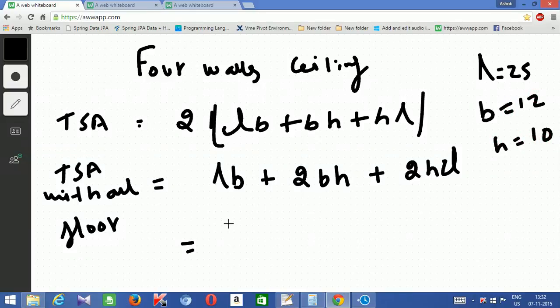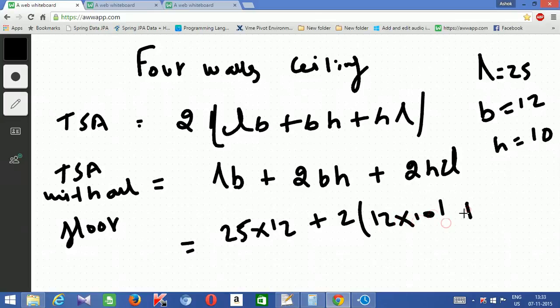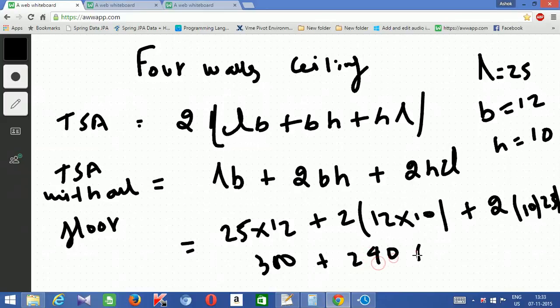So when you substitute here, 25 into 12 plus 2 times breadth into height, 12 into 10, plus 2 times height into length, which is nothing but 10 into 25. So typically you will have 300 plus 240 plus this is 250, 500. So you will have 800 plus 1040 square feet is the amount of paint required.